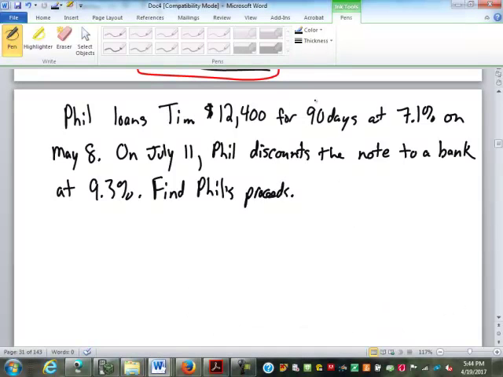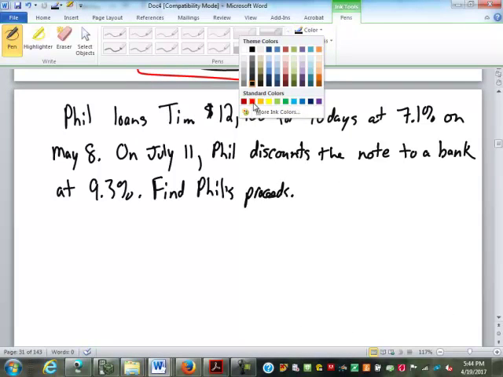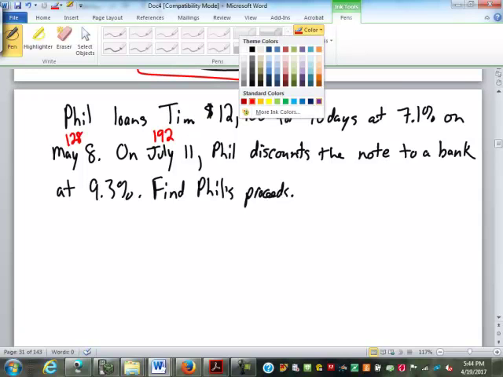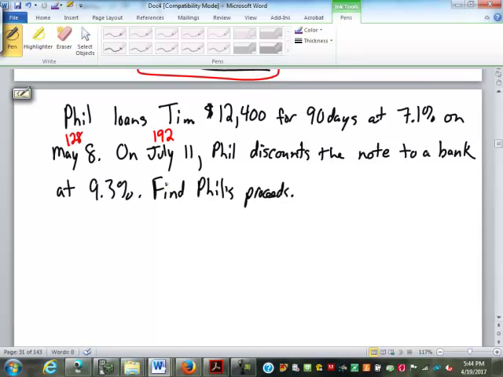Let's see how this is going for you. Again, before I get started, we're going to look up the days. May 8th is what? 128. And July 11th? 192. Okay, so now that we have the dates, what's our first step to figuring this thing out?